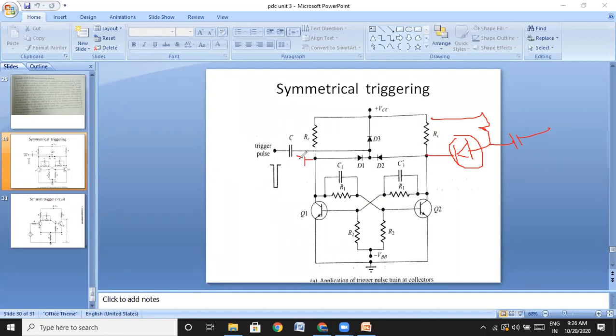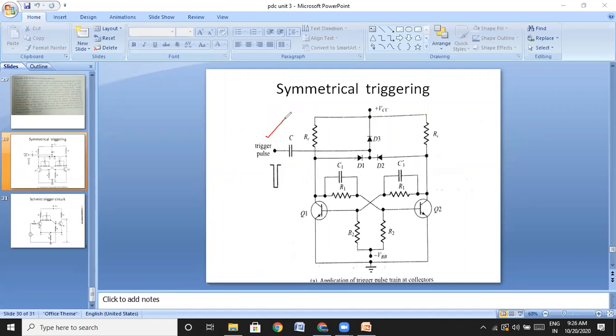Here we may have another diode which is connected through a resistor and a capacitor. The voltage at this point won't affect this one, and the voltage at this node will not affect that one, so both are separate circuits. For unsymmetrical triggering we require two different circuits; for symmetrical we require a single circuit. This is regarding your triggering circuits.